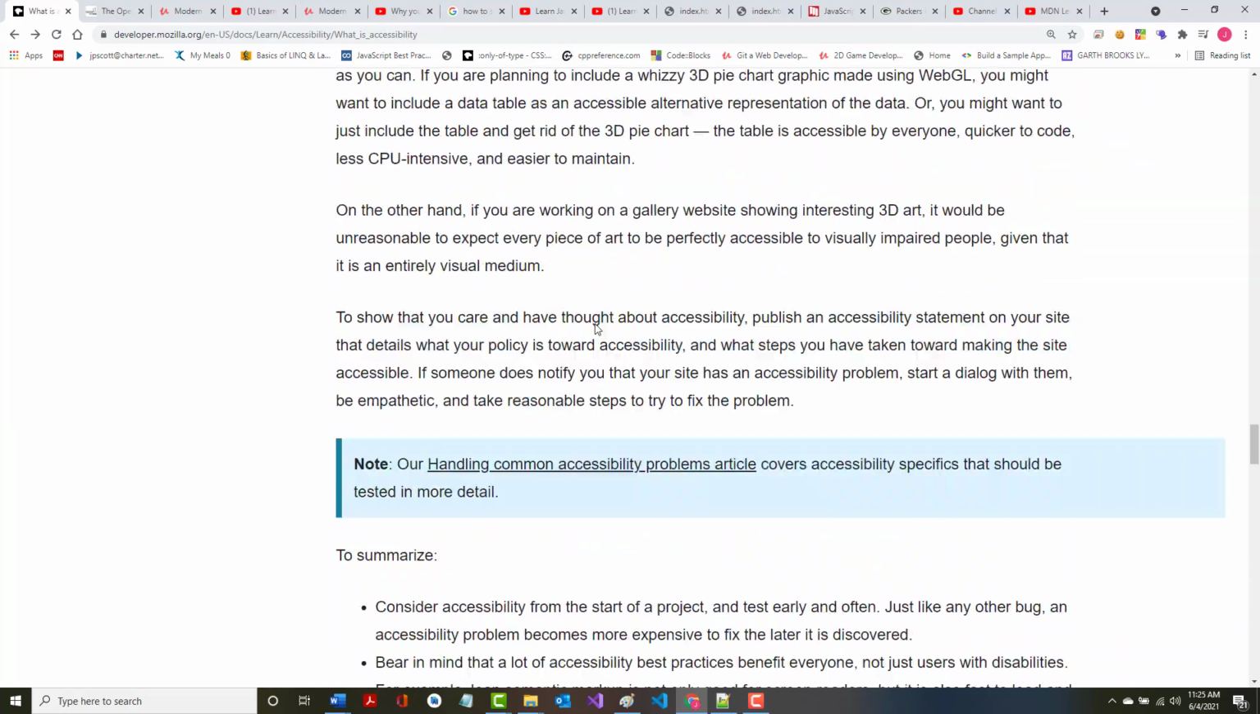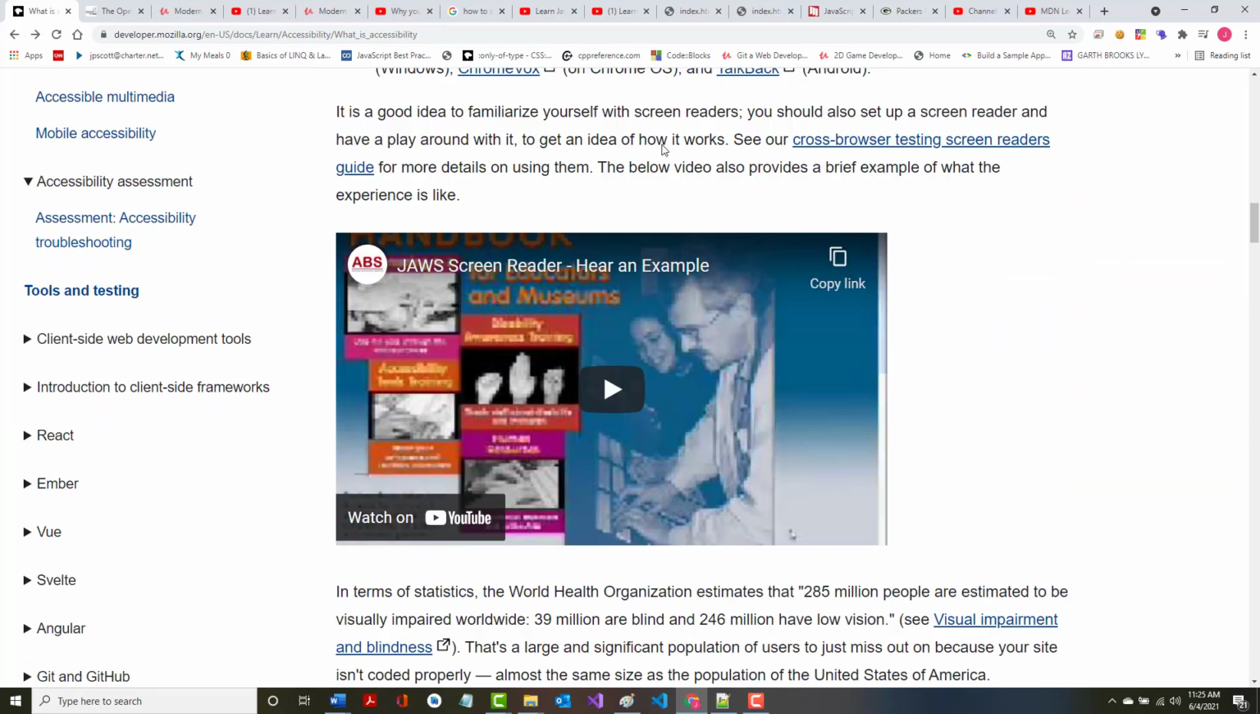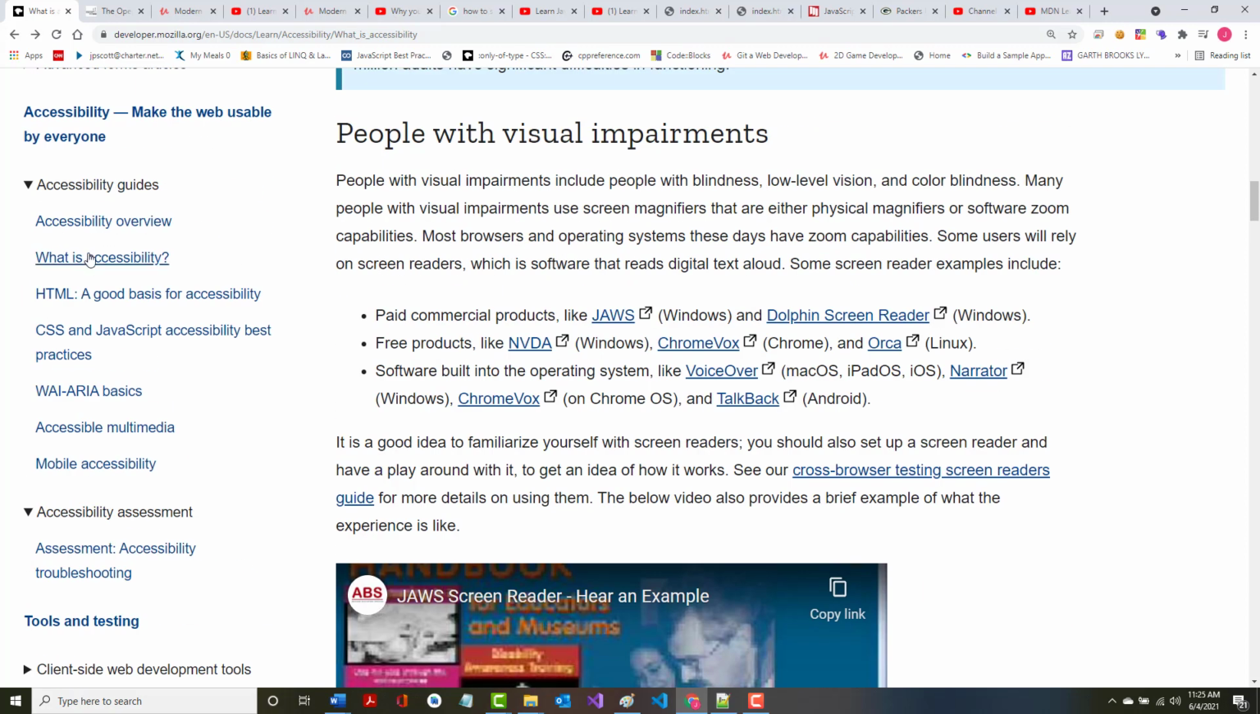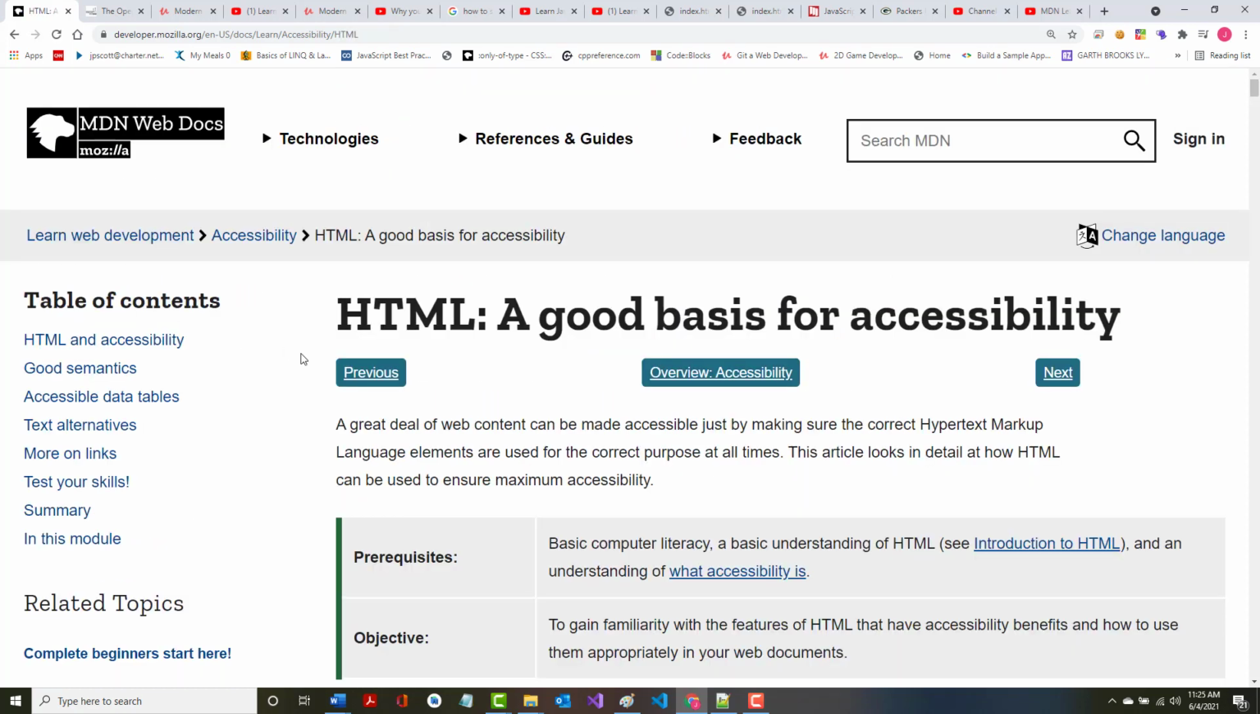All right. So that's it for this second iteration, what is accessibility. Now we'll jump into the third of 7, HTML, a good basis for accessibility. I'll be back with that shortly.